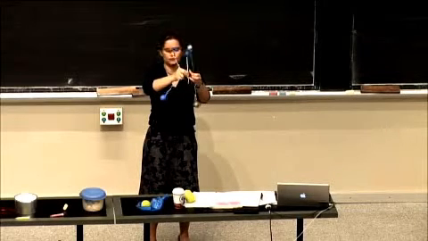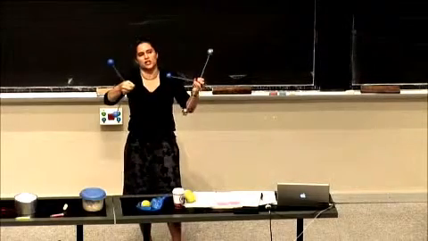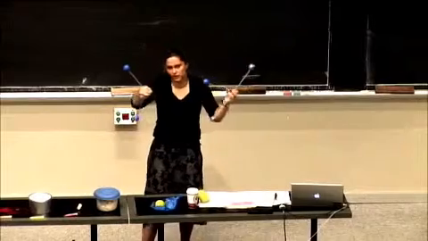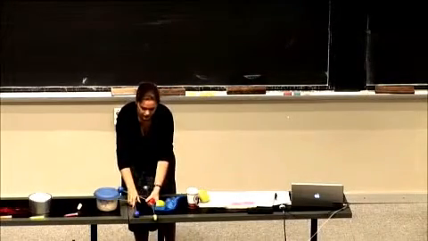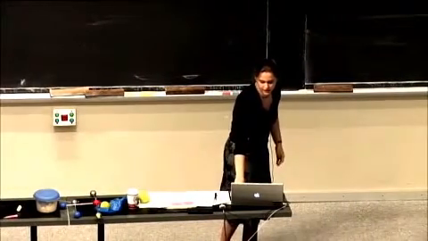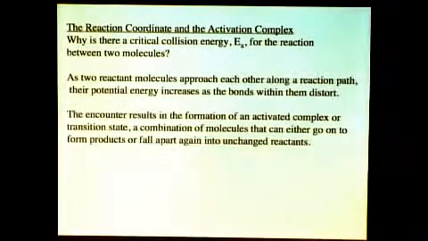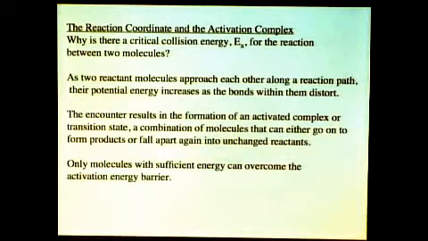And then you may have to form a new bond, for example. So there needs to be a critical amount of energy. You need to be able to overcome that activation energy barrier for the molecules to react. So it always takes some energy for things to react, and so you need to have enough energy. And if those molecules have that energy, they'll come together, react, and you'll form products. If they don't have that energy, they're just going to go back to what they were, unchanged reactants. So you need to have sufficient energy to overcome that activation energy barrier.